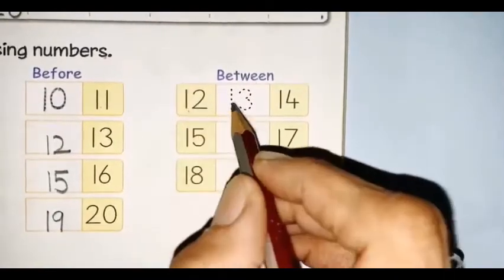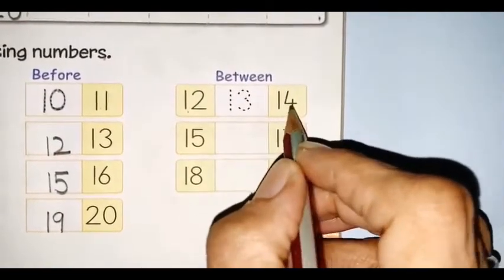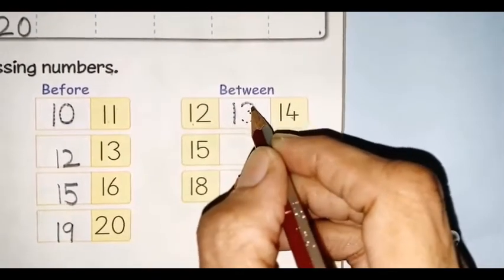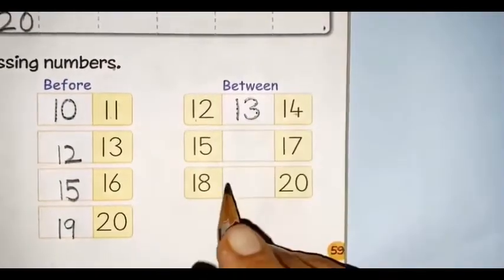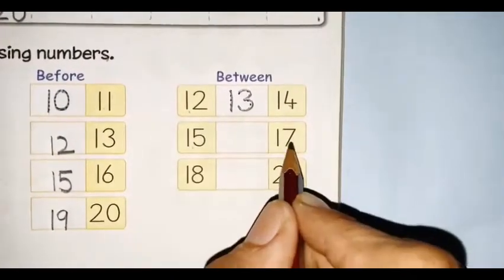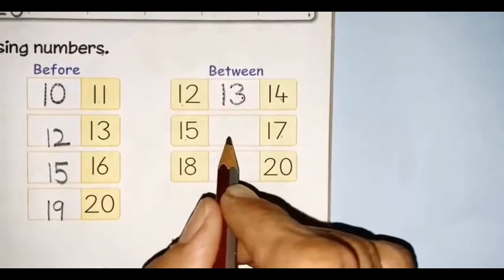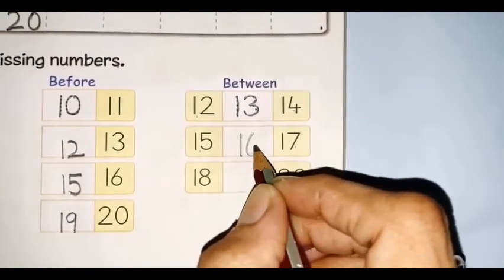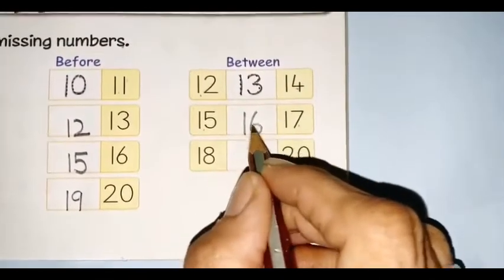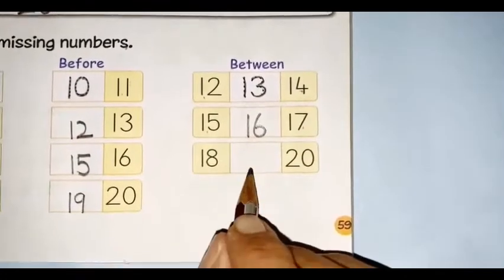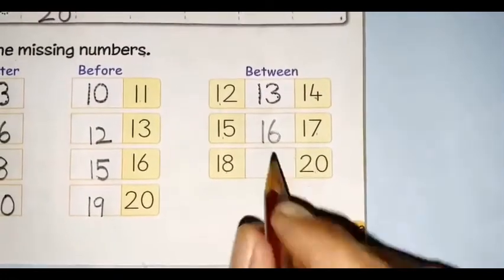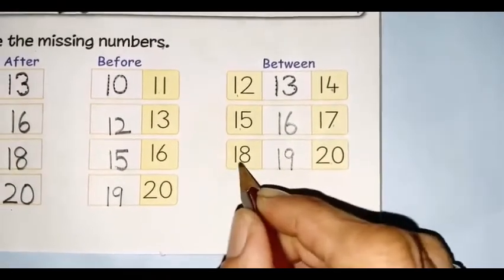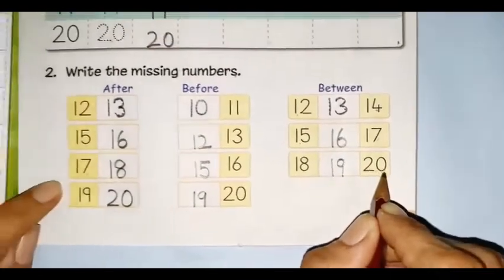Now we will do what comes in between the numbers. 12, 13, 14. So 13 comes in between. 1, 3, 13. 15, 17. What will come in between? 16. 1, 6, 16. 15, 16, 17. Now what comes here? 18, 20, 19. 1, 9, 19. 18, 19, 20.